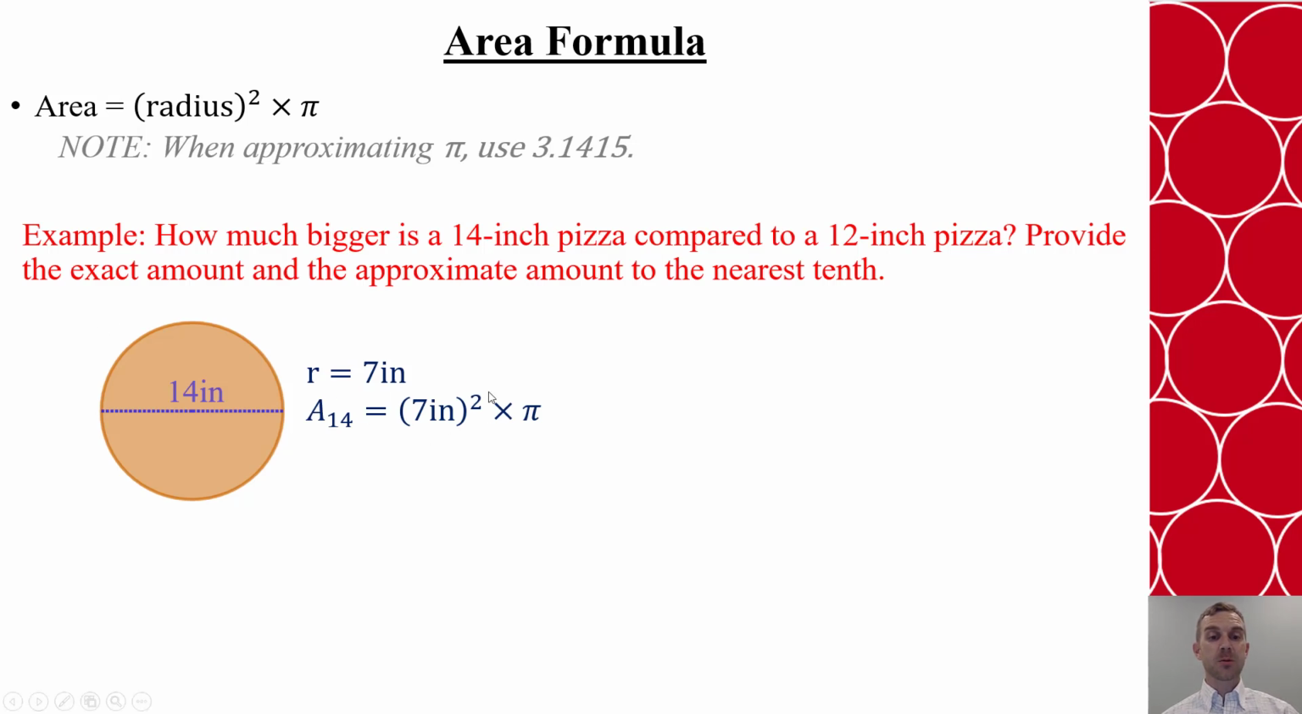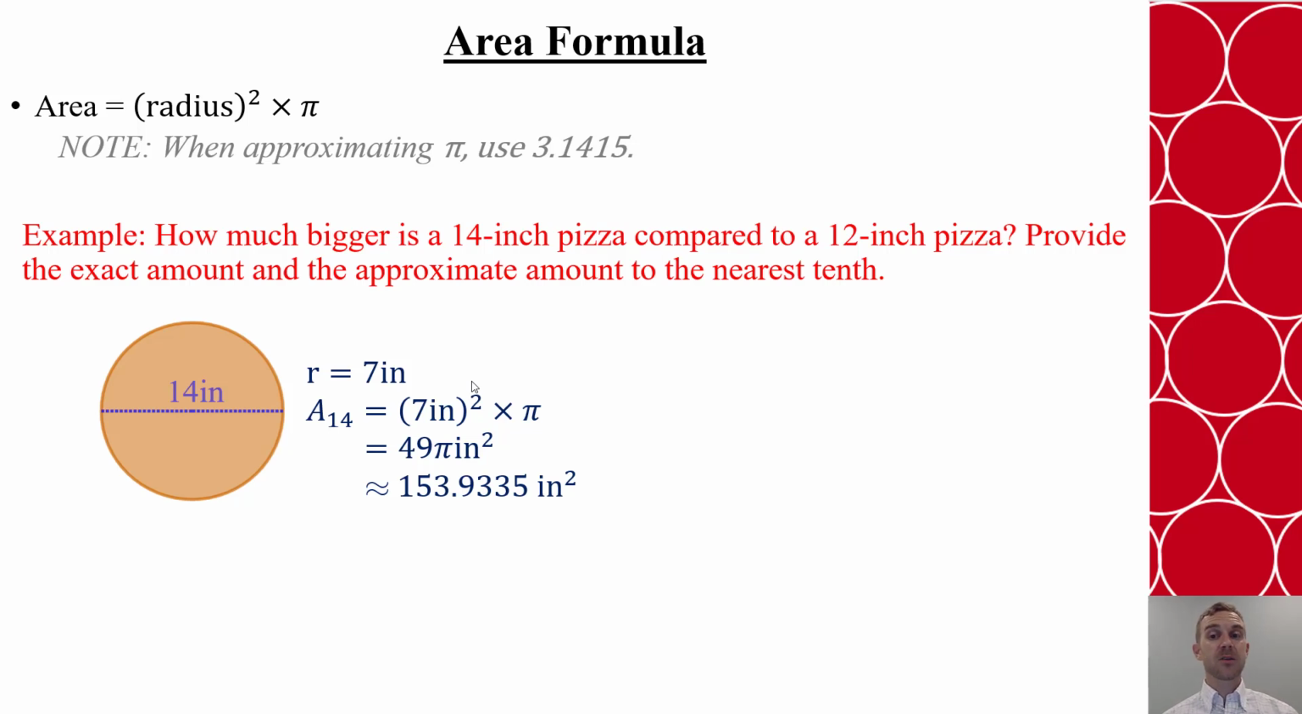And this is what helps me recognize that my units are squared. So this becomes 49 pi square inches. That's the exact amount. And if I want the approximate, it would be 153.9335 square inches.